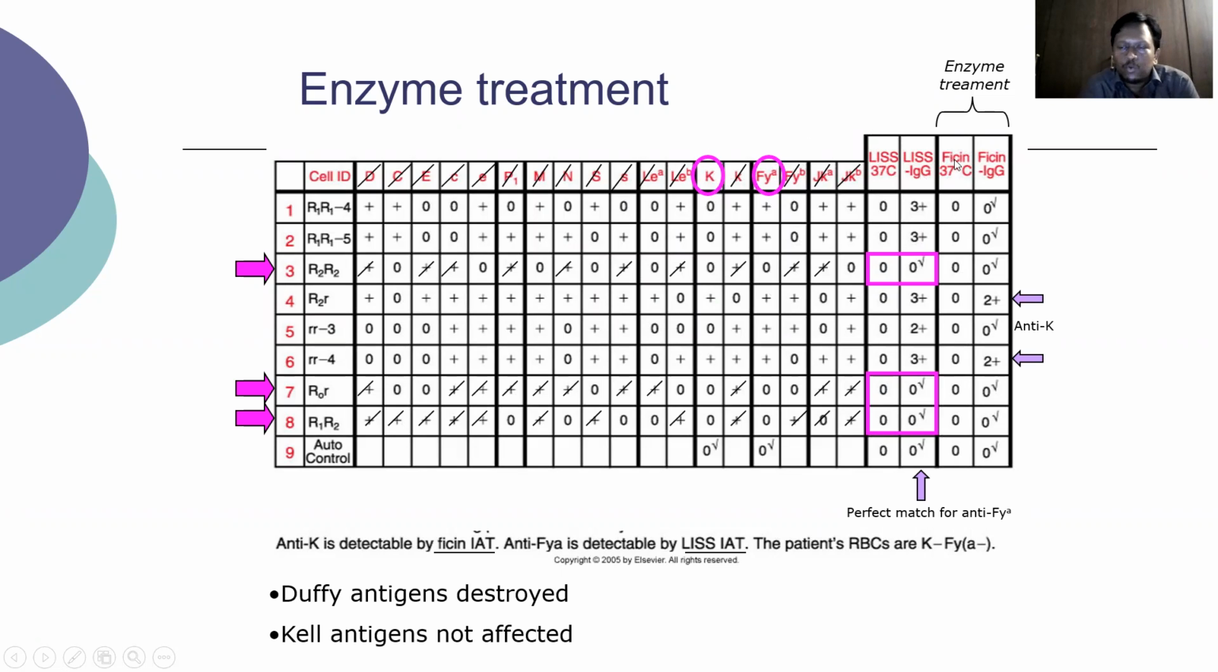So what we do is ficin treatment. When we do ficin treatment, the Duffy A antigen is destroyed, so we get a 0 reaction, a negative reaction, in all the cells, but you get a 2 reaction in cell panel 4 and 6. Then when we check, the presence of K antigen is revealed. So we can confirm that not only anti-Duffy A antibody is present, but also anti-K antibodies are present in this particular patient. So enzyme treatment will help to resolve many of these issues. And when they tested the patient RBCs, they were found to be K negative and Duffy A negative.